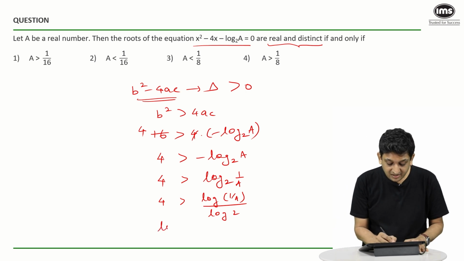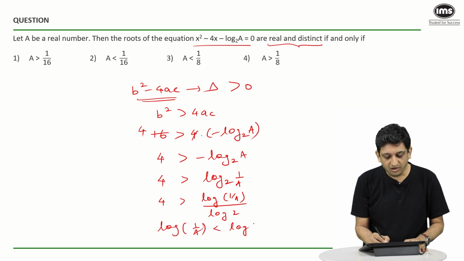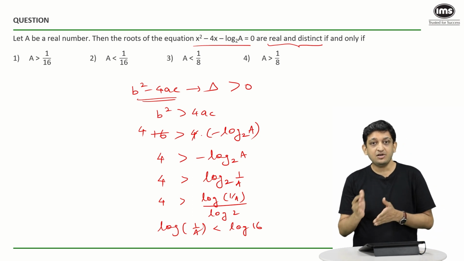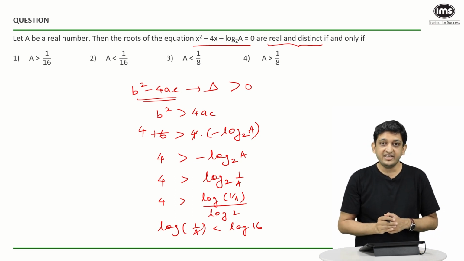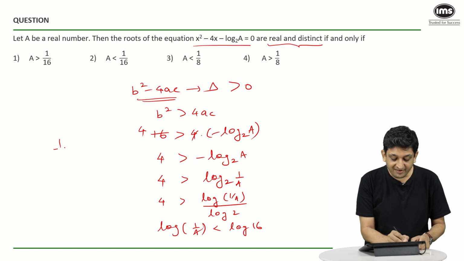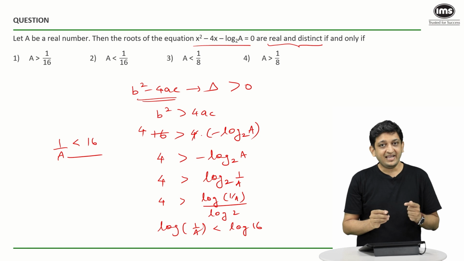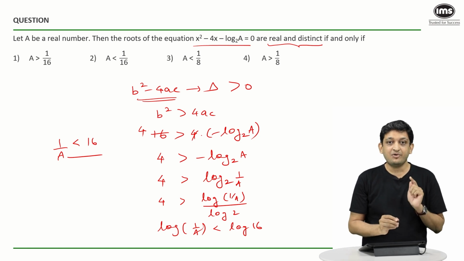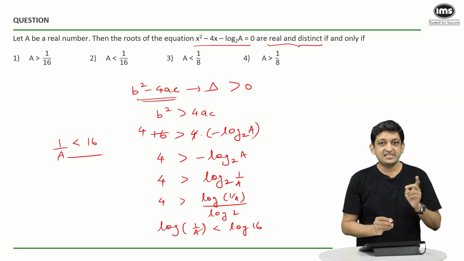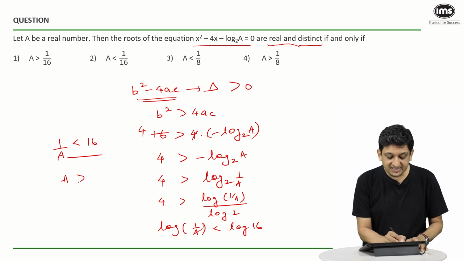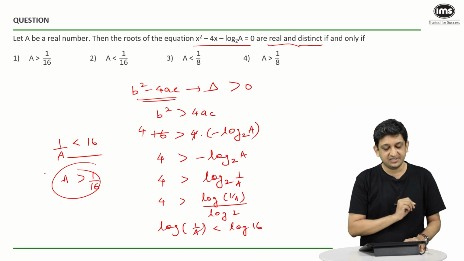So we can say that log of 1 by a will be less than log of 16. Now log of 1 by a is less than log of 16. What does this tell you about the inequality? It tells you that 1 by a has to be less than 16. If 1 by a has to be less than 16, what can we say about the value of a? And this is basically where your inequality will change. So if 1 by a is less than 16, then a will be greater than 1 by 16.